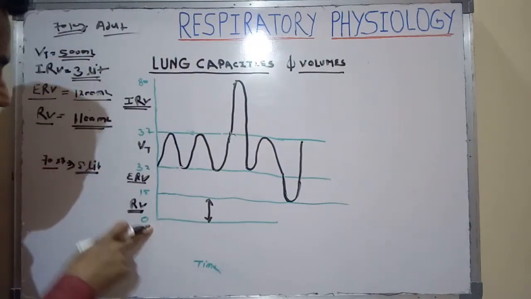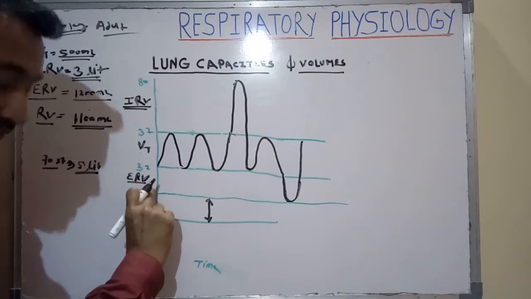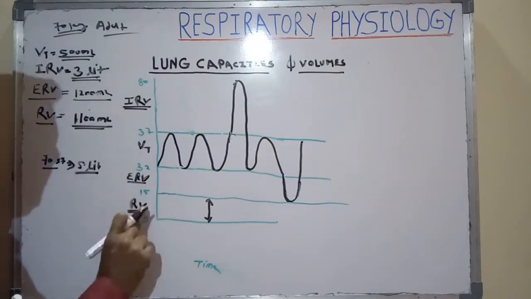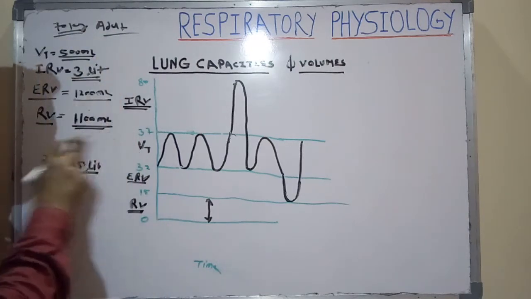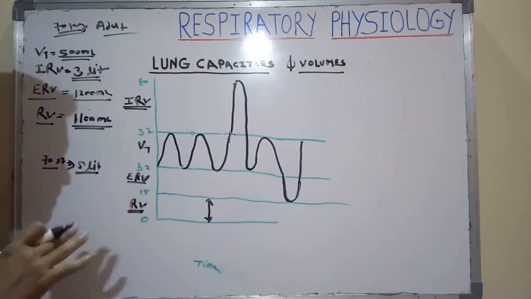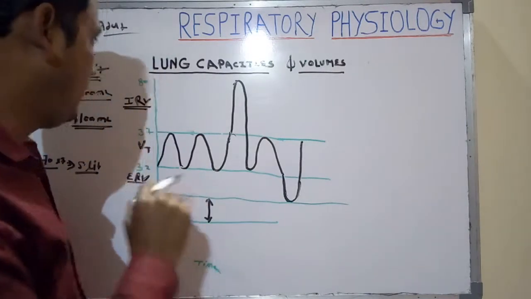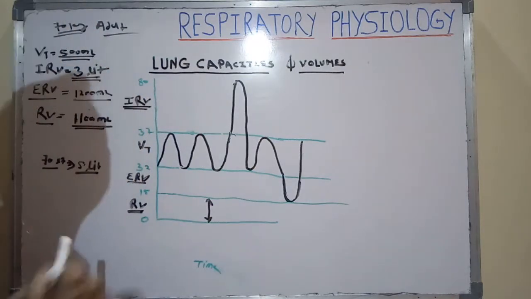And the residual volume is what? 0 to 15 ml per kg. So for per kg it is 15 ml. So for 70 kg it comes around 1100 ml. Fine. Now this is what about volumes there is. Now let's go to capacities.